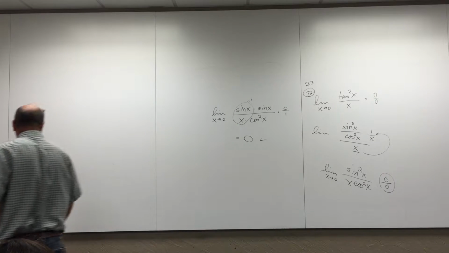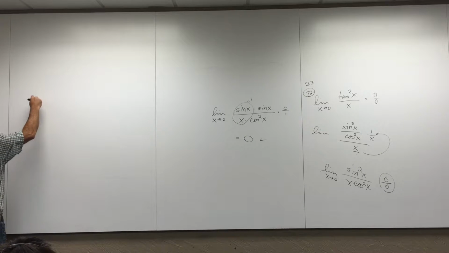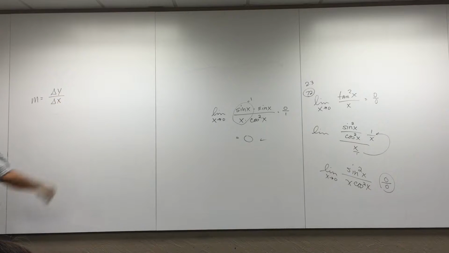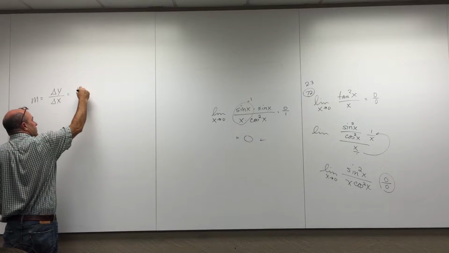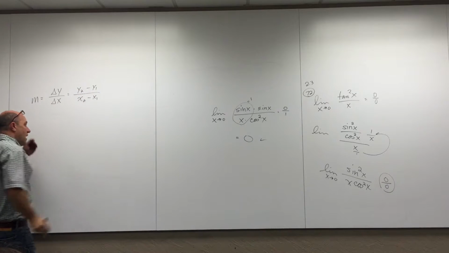I want to say this. A slope is a change in y over a change in x, right, you guys? This is back to algebra for a second. It's a y2 minus a y1 over an x2 minus an x1.